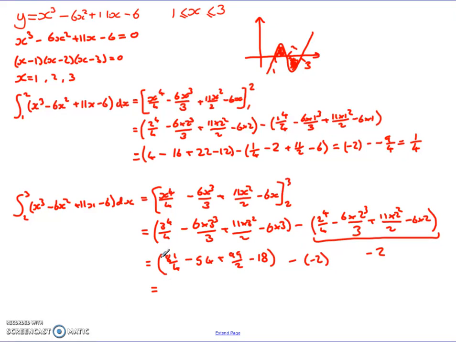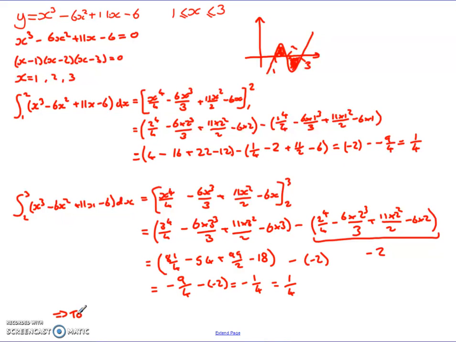So the first bracket, 81 over 4, take away 54, plus 99 over 2, take away 18. Combine all that together, I get negative 9 over 4, take away negative 2. Minus minus becomes a plus, so it's negative 9 over 4 plus 2, which gives me negative a quarter. So my whole area, the entire place, is this area plus this area. Now remember, the area below is giving me a negative value. So in order to take the size of it, i.e. the area, I ignore the negative and I know it's a quarter unit squared.